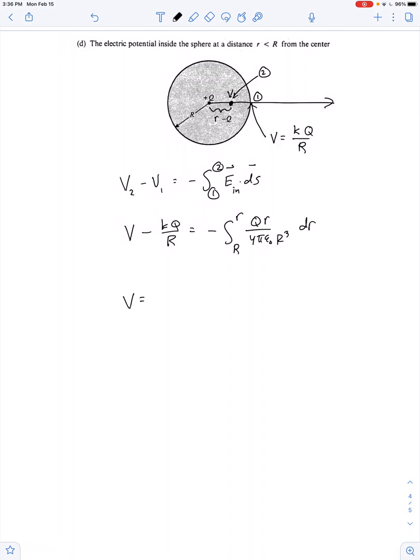So V is equal to KQ over R. Let's add this to both sides of the equation. Plus the integral. Let's make this a plus instead of a negative by flipping the limits of integration.